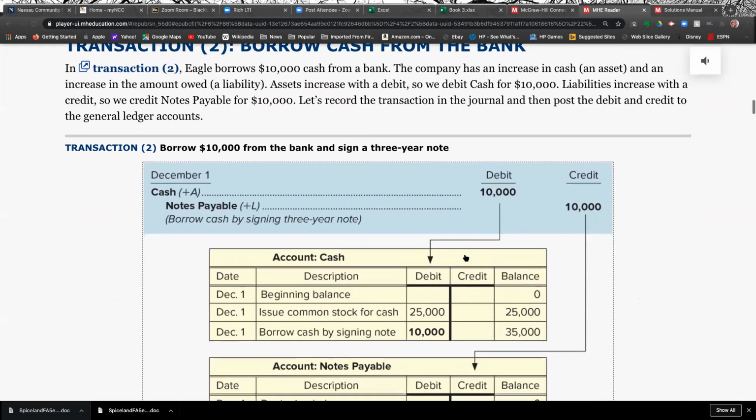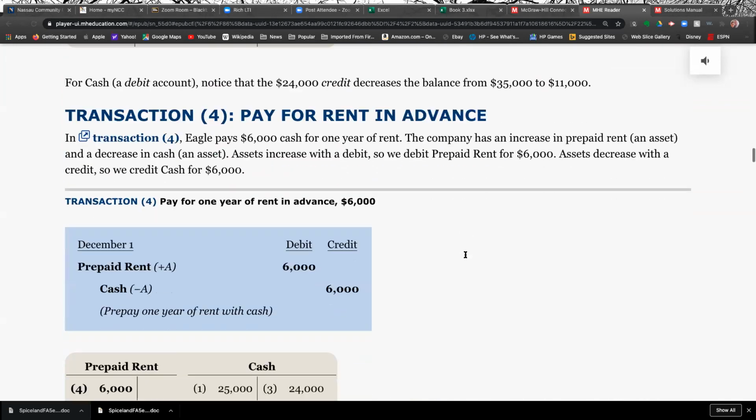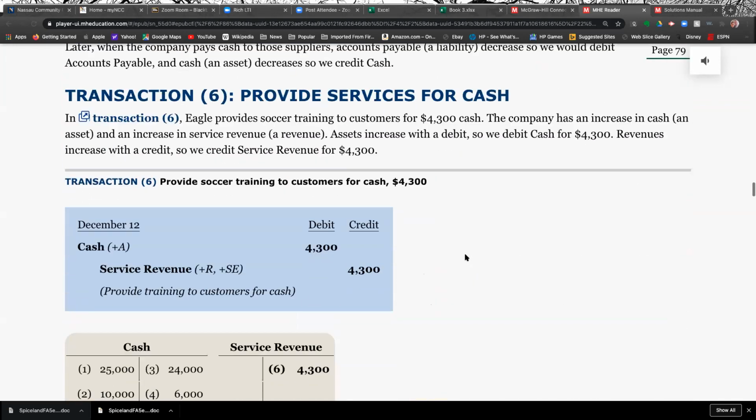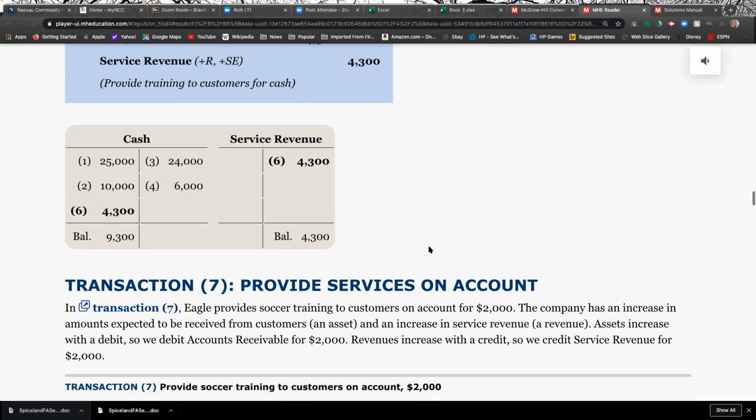So let's say you have an account. Let's just go down towards the bottom of the illustration here. Let's say you have an account like this for cash. And let's say a year from now, your boss comes to you and says, what is this credit for $6,000? What is that for? That means I wrote a check for $6,000. I don't remember writing that check. I don't remember signing that check. You must have done something wrong.